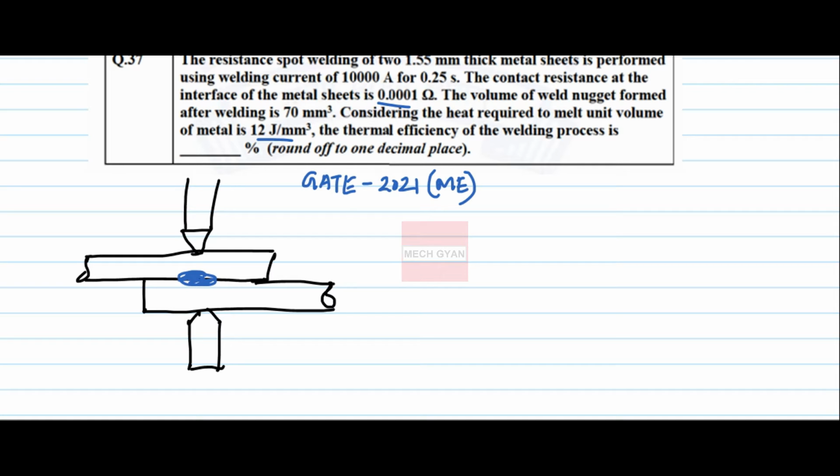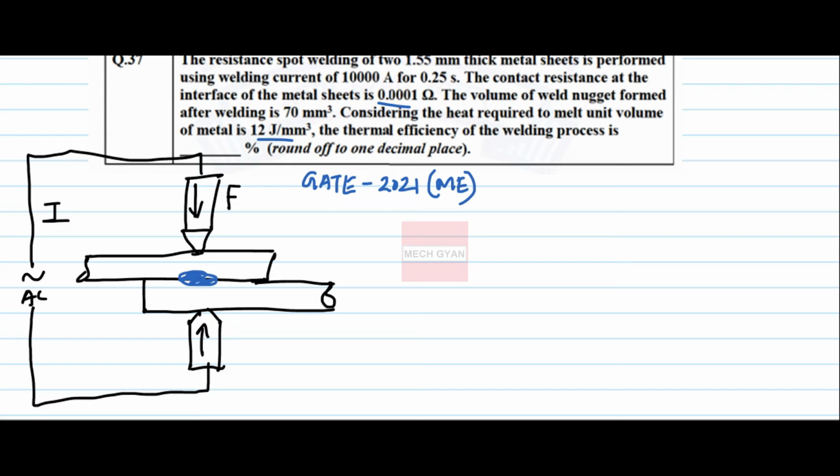Now force is applied on these electrodes, force F, and current is passed. So AC current. So this is the diagram. So basically this is the weld nugget, and these are the electrodes. Now let's write down what all are given.